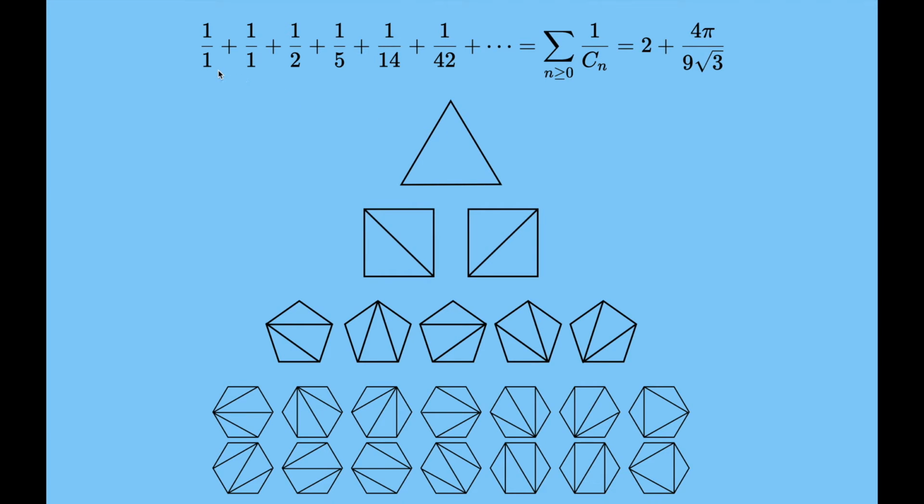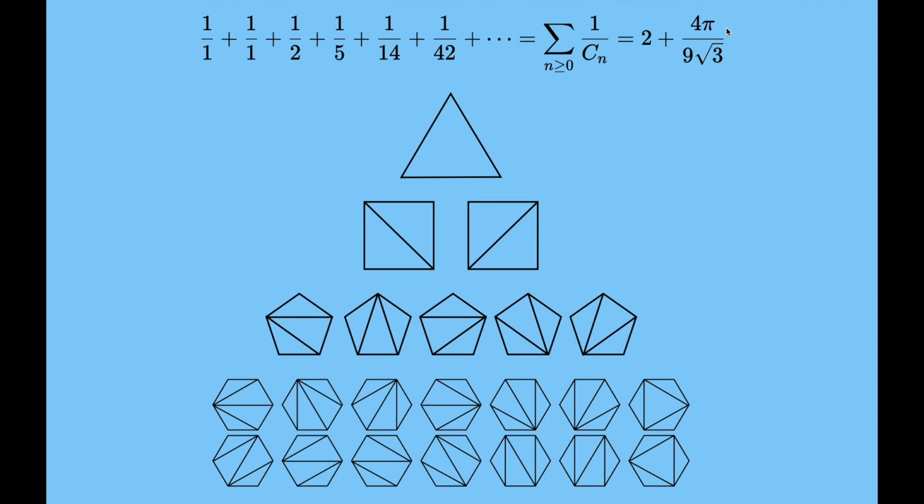Here we see that the sum of the reciprocals of the Catalan numbers has this sum. And again you notice the appearance of pi, and that is because this infinite series is related to the arcsine function, so that again the appearance of pi is related to a trigonometric function.